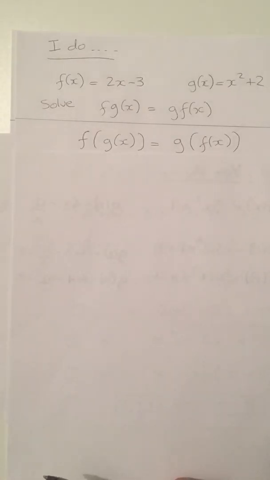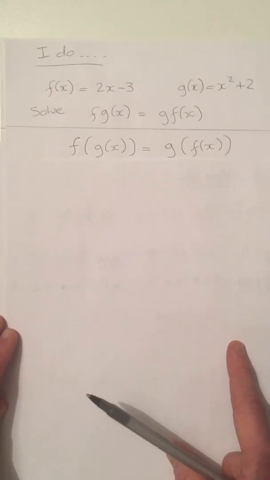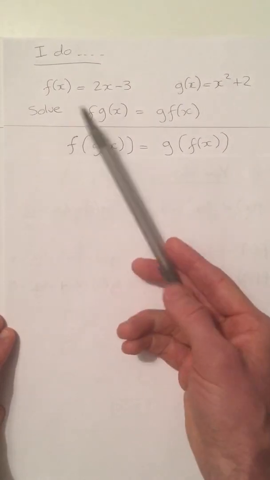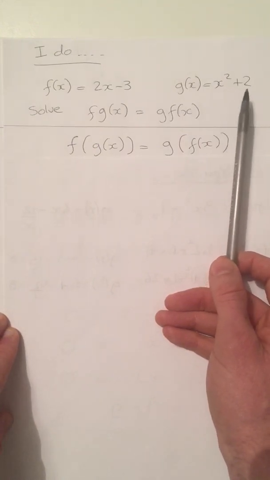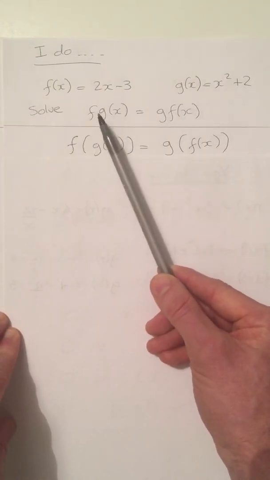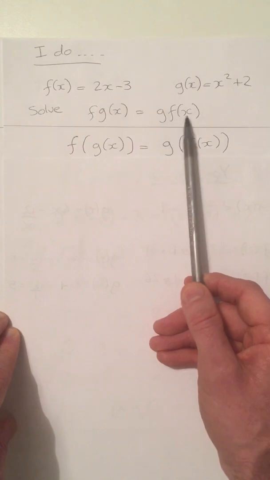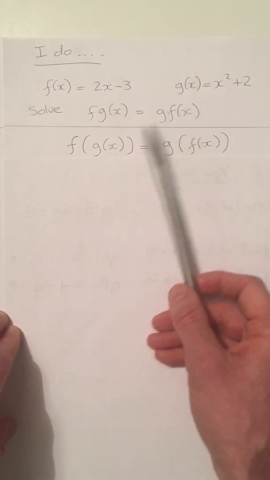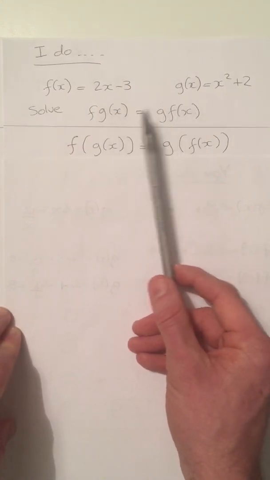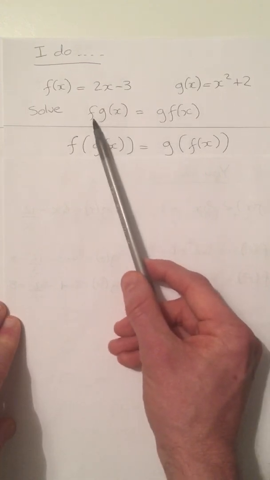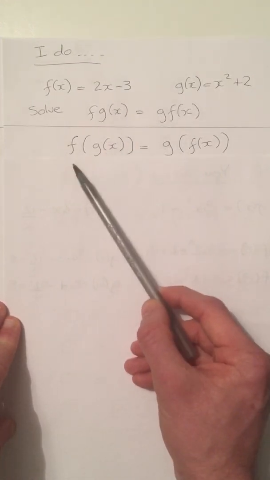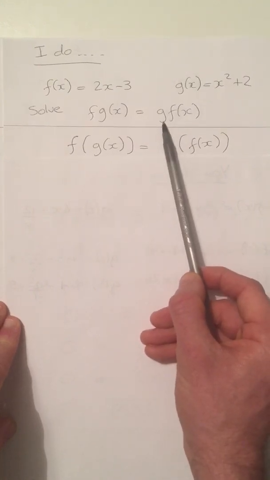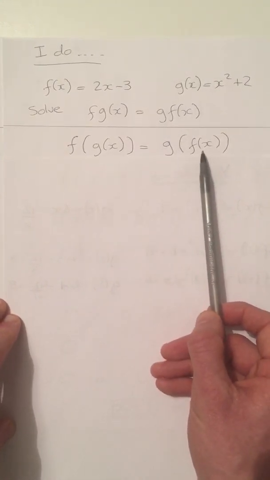I'm going to do another example now, and then you're going to have a go at one of these. So f of x is 2x minus 3, g of x is x squared plus 2, and I'm solving the equation fg of x equals gf of x. So I'm going to start by writing down what this actually means in their longer form. This means f of g of x, like that. This means g of f of x.